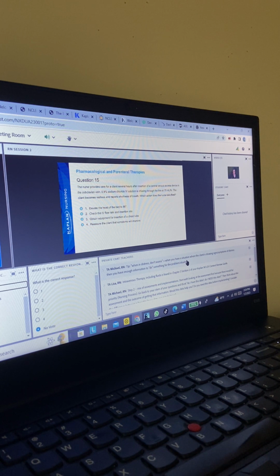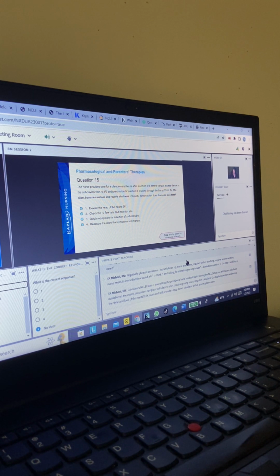Now for 15, it says several hours after the insertion of a central venous access device, which just means our central line. We talked about the dressing on that before. And it tells us that it's running at 75, and now our patient is restless and short of breath. So first action means priority action, and the right here, right now problem is shortness of breath.